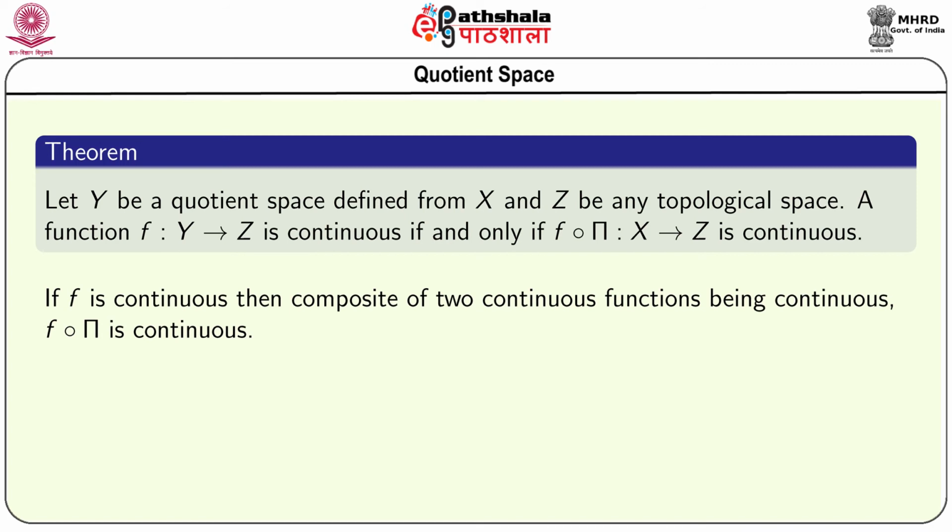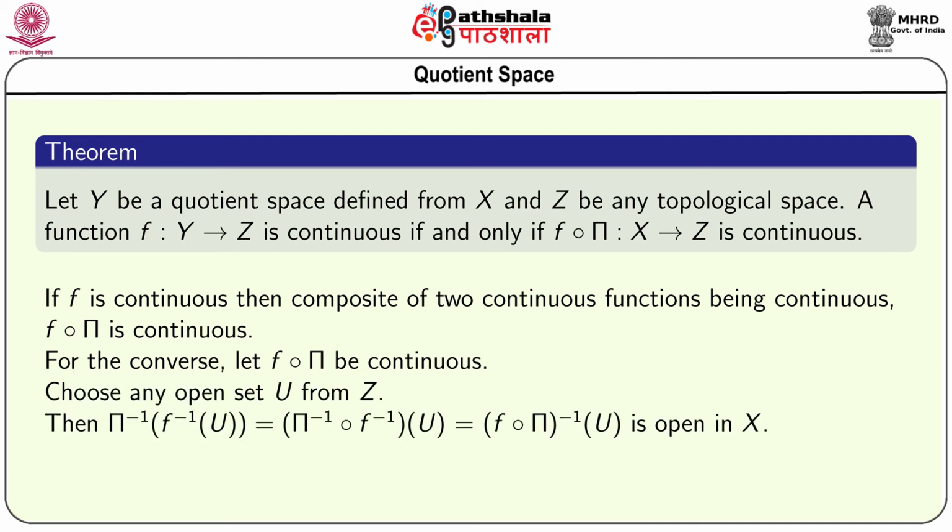If f is continuous, then, the composite of two continuous functions being continuous, f composed pi is continuous. For the converse, let us start with f composed pi and suppose that it is continuous. We choose any open set U from Z. Then pi inverse f inverse U, which is equal to pi inverse composed f inverse of U, which is (f composed pi) inverse of U, is open in X.